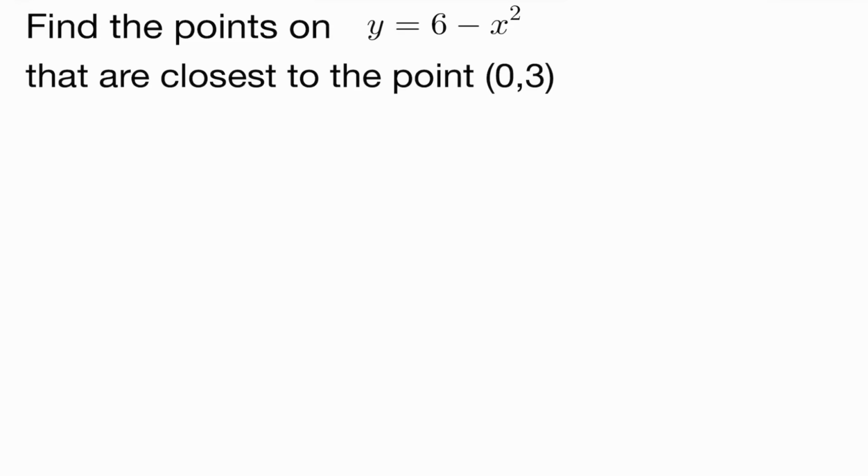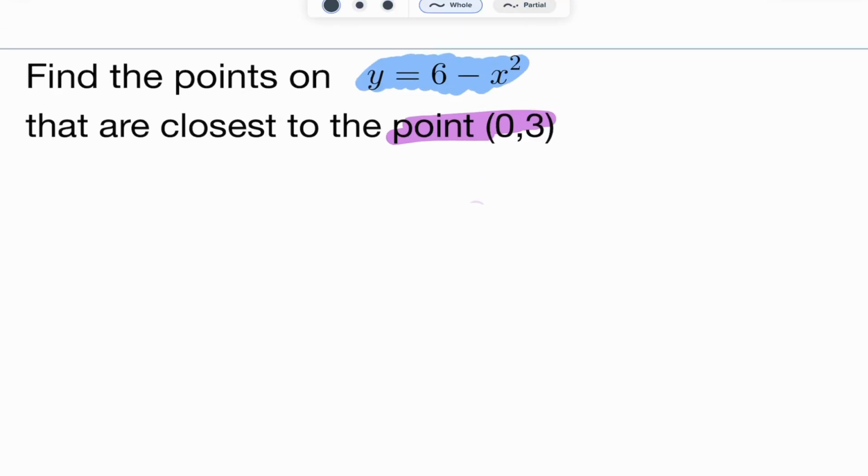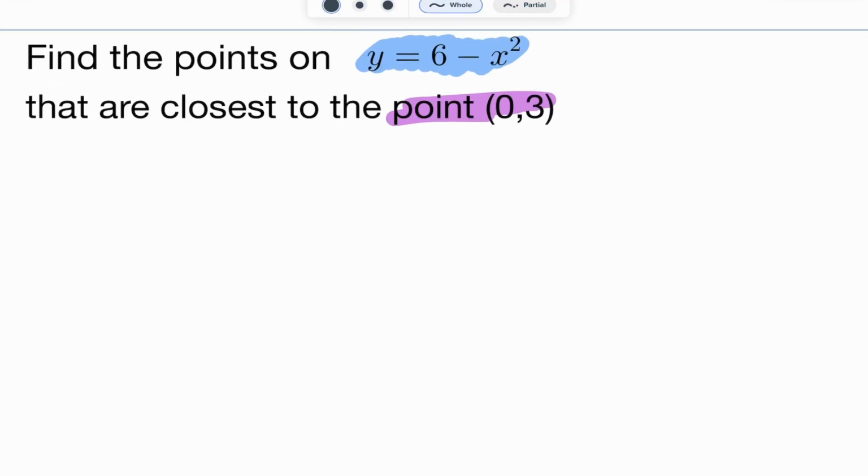All right, we're going to take a look at another optimization problem here. With this question, we are told to find the points or point on the following function, a parabola, that is closest to the point (0, 3). So I'm looking to find the points on our parabola that are close to the point (0, 3).